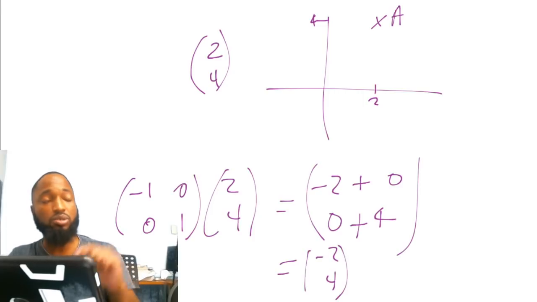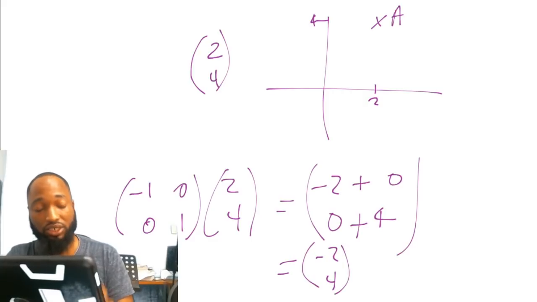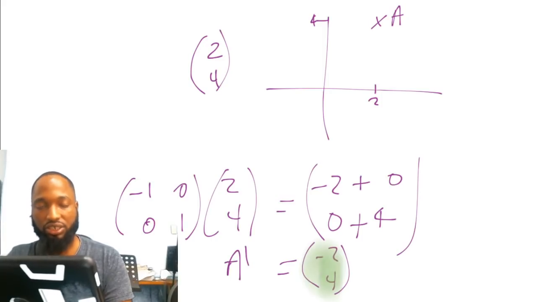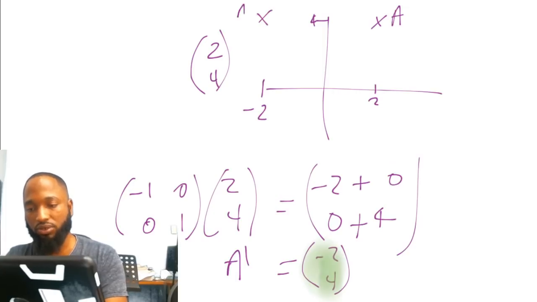If you want to learn how to do the matrix multiplication, you need to go and watch my video, Matrix Multiplication. It's a nice, concise video. So you notice what the new point is. This is the transformed point. This is your A prime, your A dash point, your new point, your reflection. And that point is negative 2, 4. So it's over here.